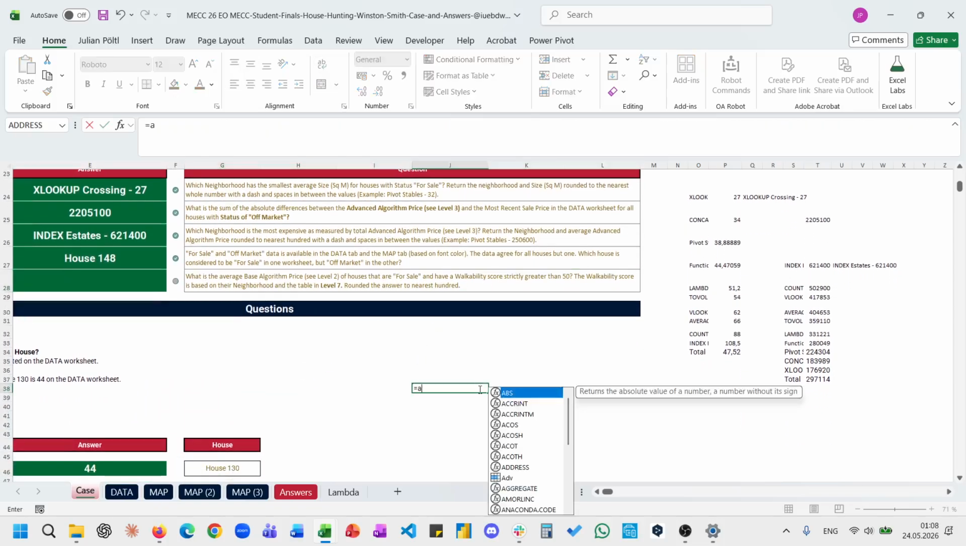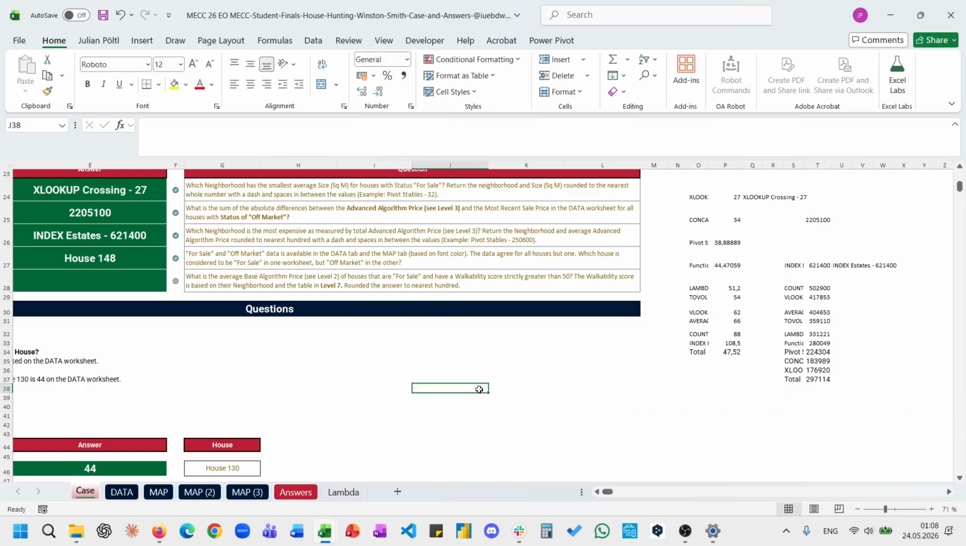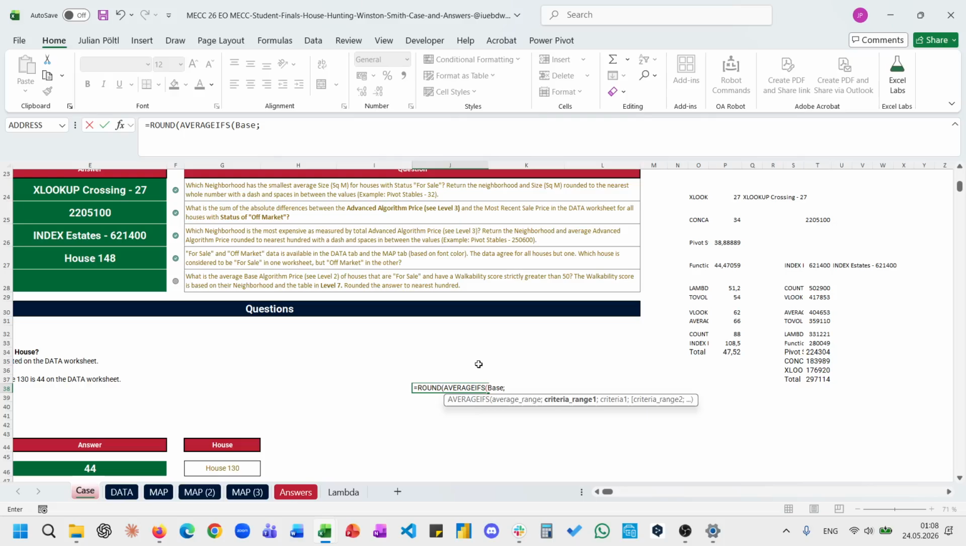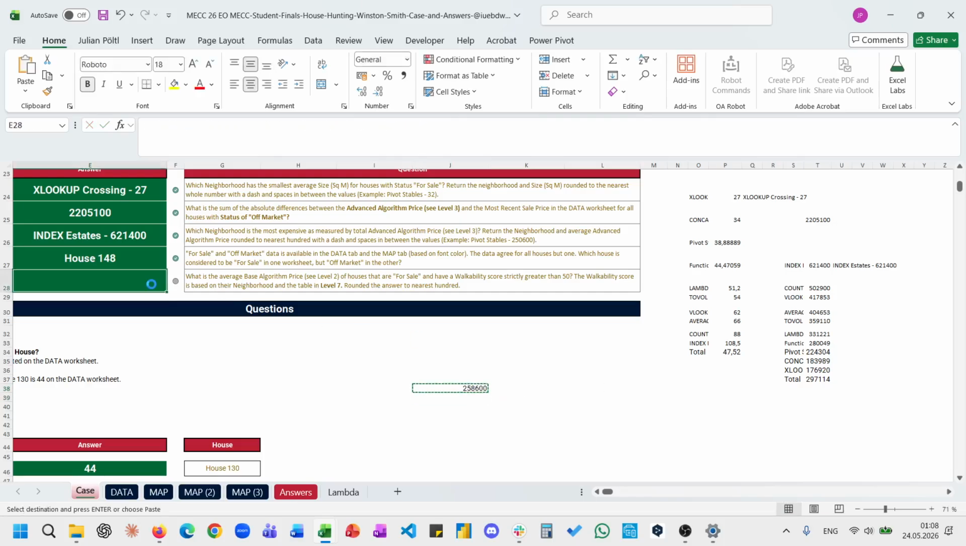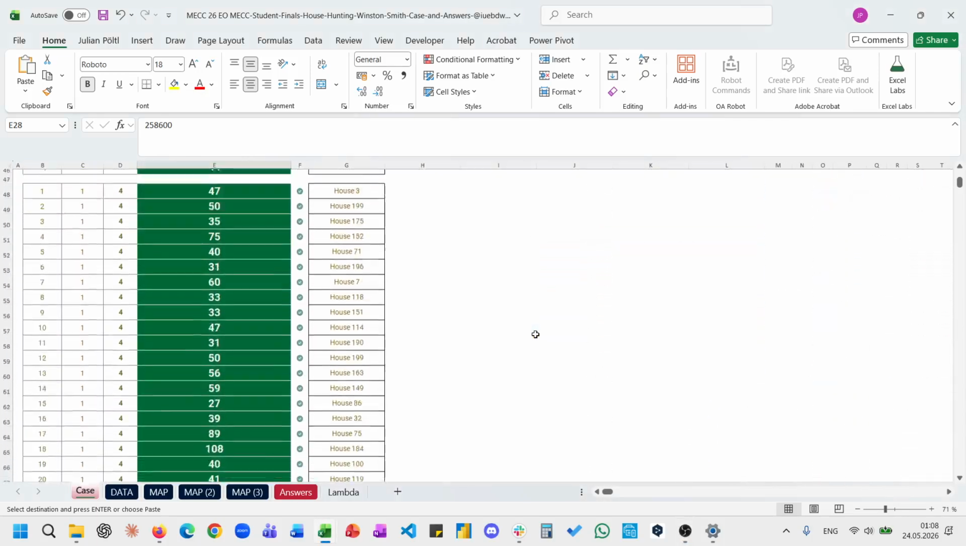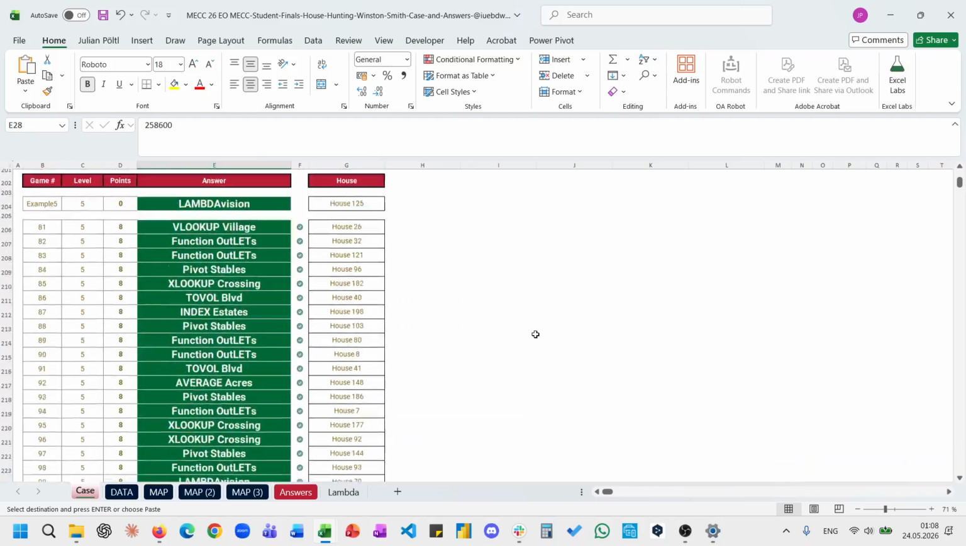Here basically also an average FS, rounded to the nearest 100, round average FS. So base price, if status is for sale and walk is larger than 50, -2. And we're done. So basically under 20 minutes after doing this case, really for the first time.